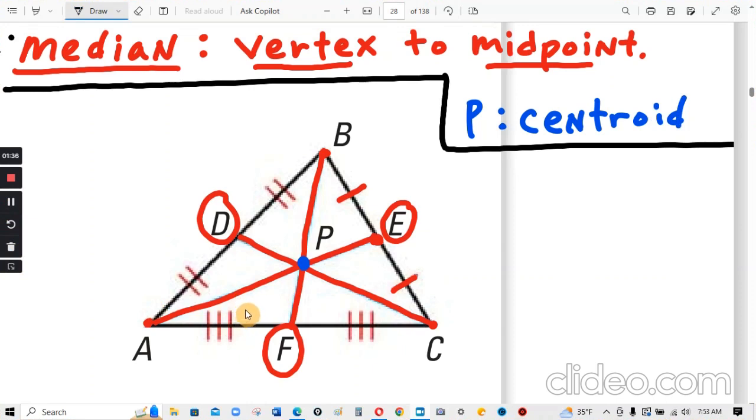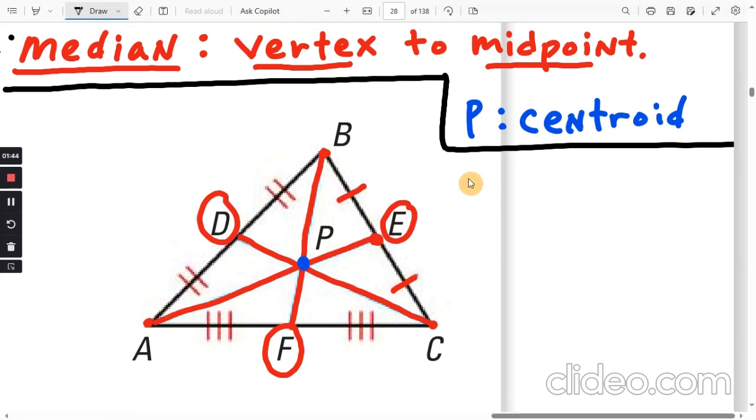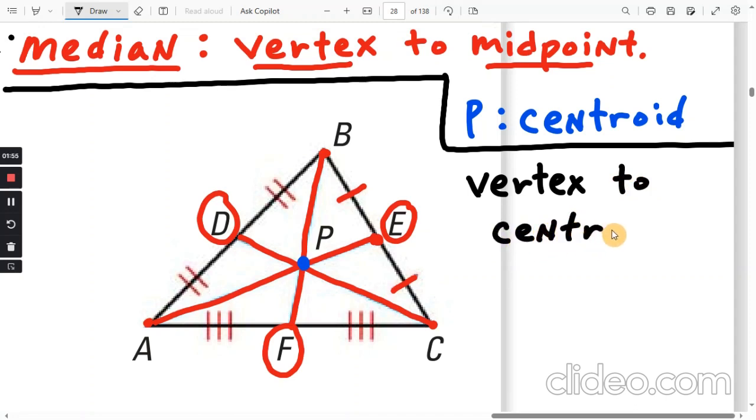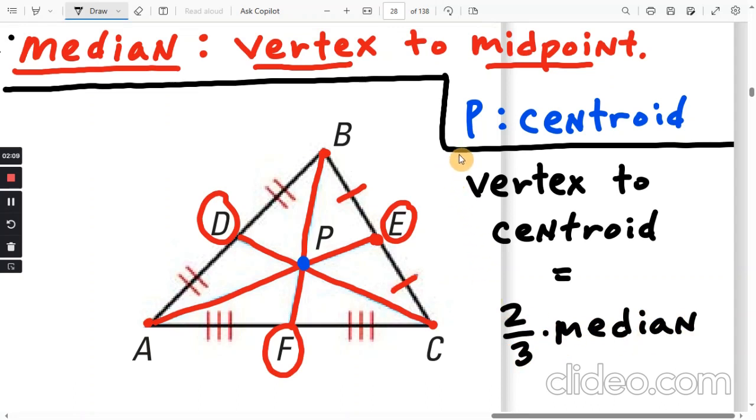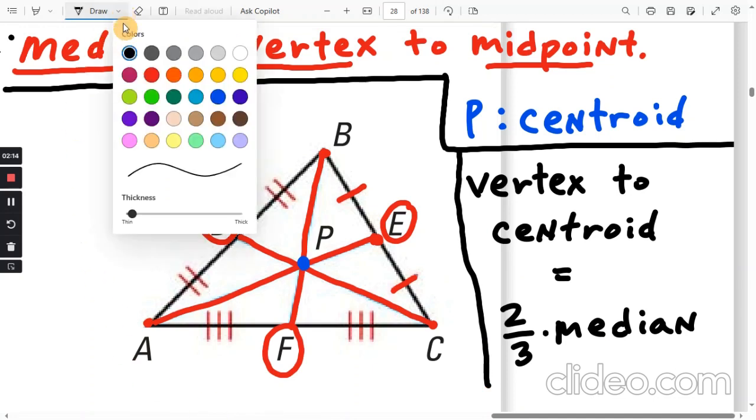Now, let me give you a couple formulas that you need. If you go from a vertex to the centroid, that's going to be 2/3 of the entire median. Okay? So let's write that out. Vertex to centroid equals 2/3 times the median. All right, so you need to know that formula for this exercise.